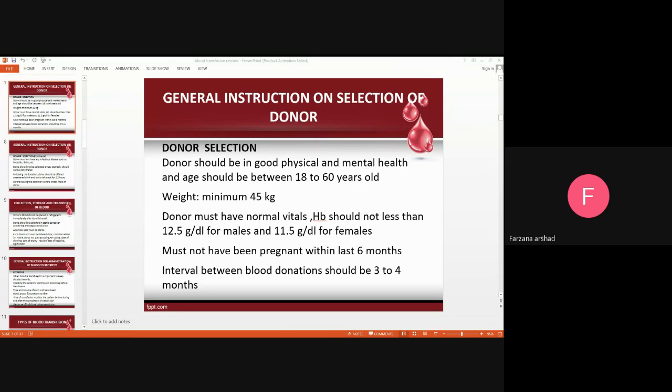Sir, what is meant by mega unit of platelets?